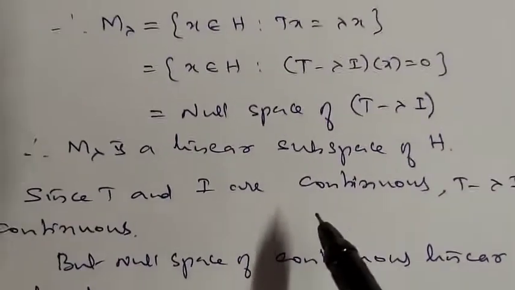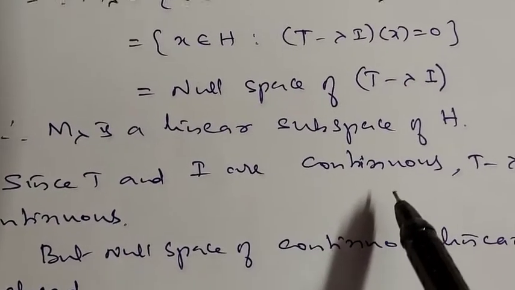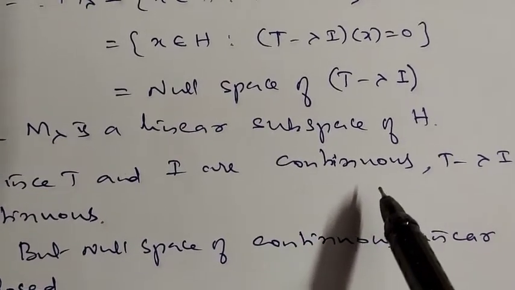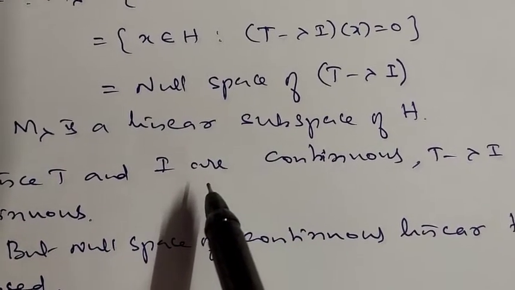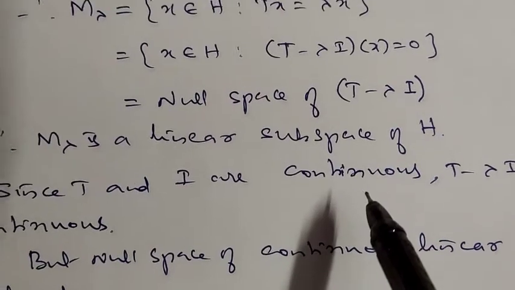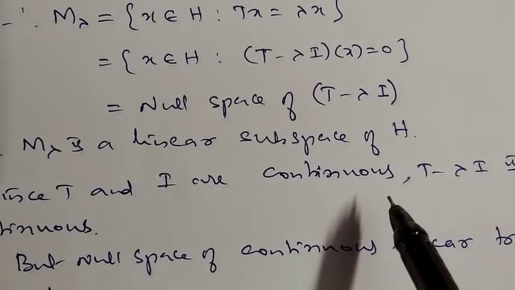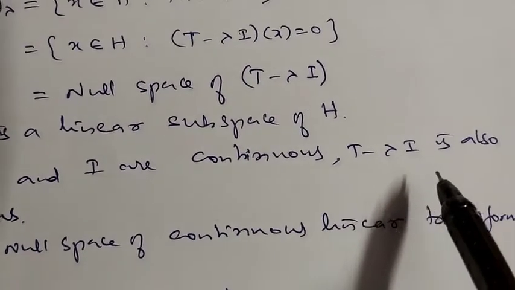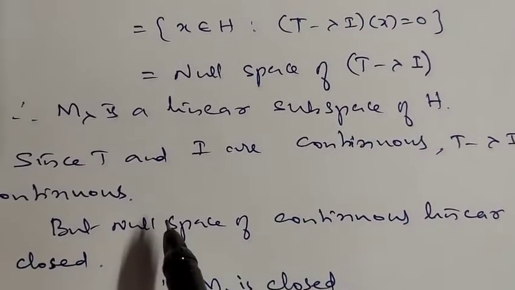Again, since T and I are continuous, okay, they are operators. T is an operator, I is also an operator, means they are continuous linear transformations. So they are operators means they are continuous. So T minus lambda I is also continuous.